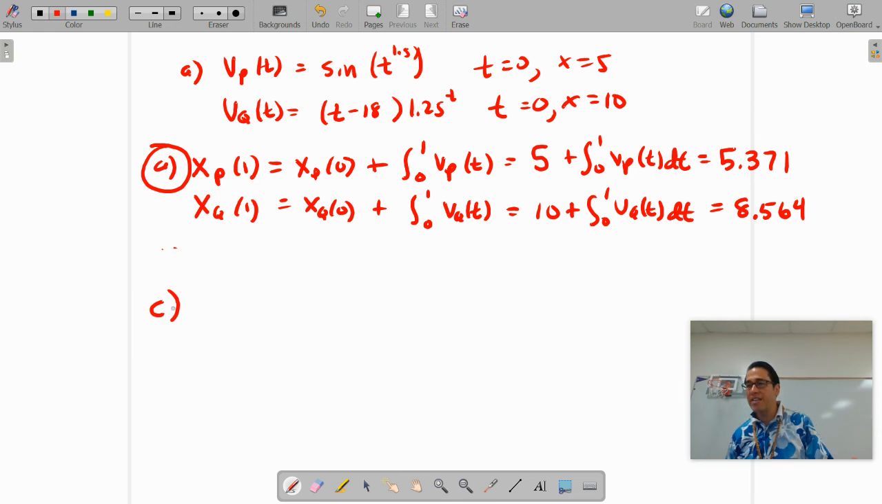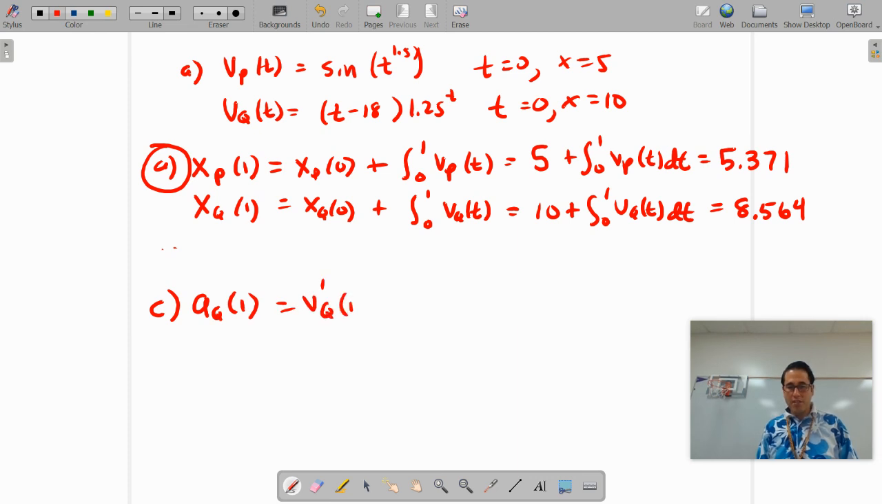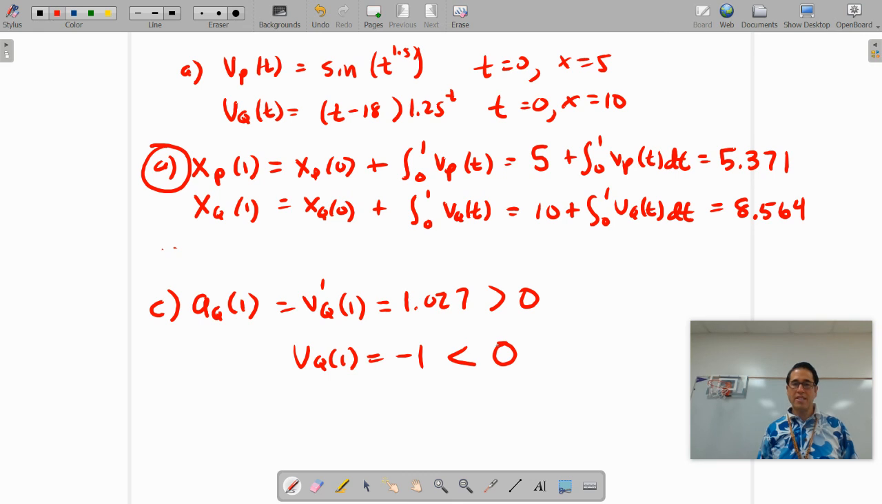She's just asking me to find the acceleration and tell me if the speed of Q is increasing or decreasing, right? So the acceleration of Q at time t equals 1 would be the derivative of the velocity of Q at time t equals 1, which is just a math 8. And if I do all of that in my calculator, I get 1.027. And if you remember, the velocity at time t equals 1 was equal to negative 1. So that's greater than 0, that's less than 0.